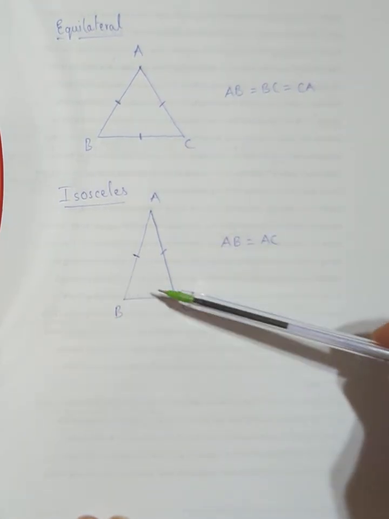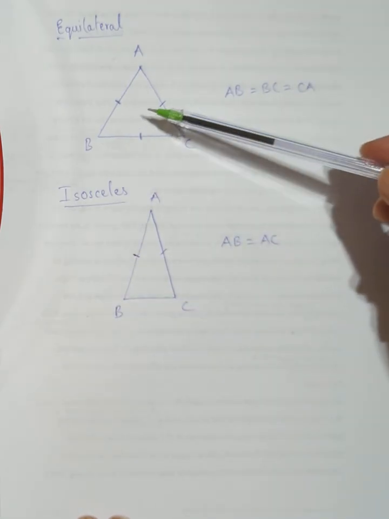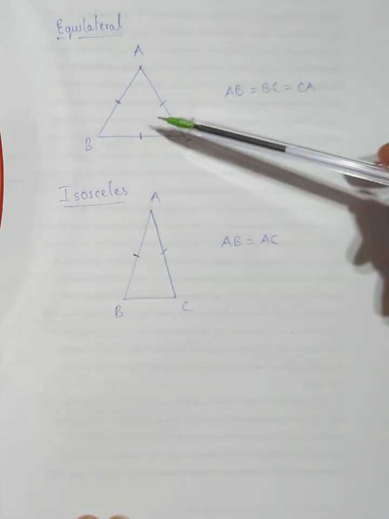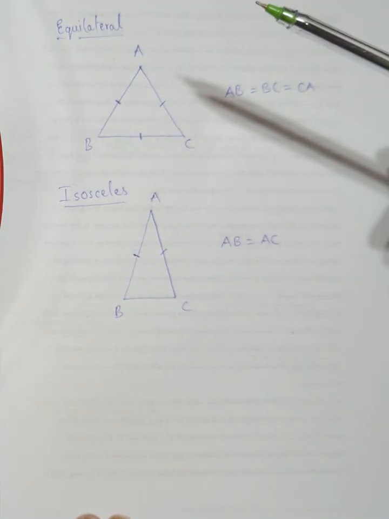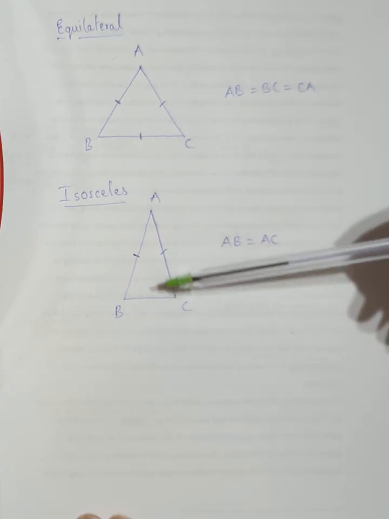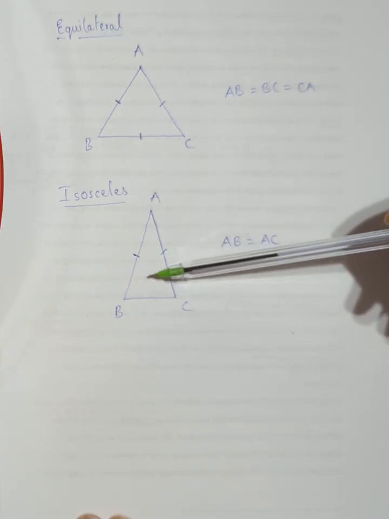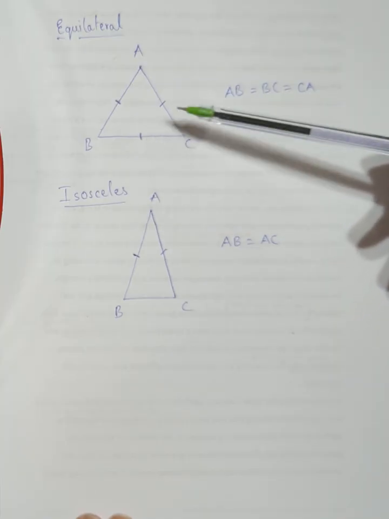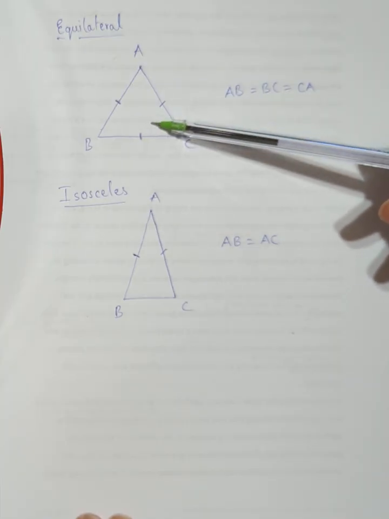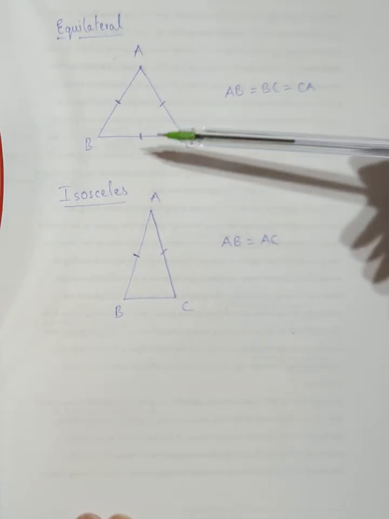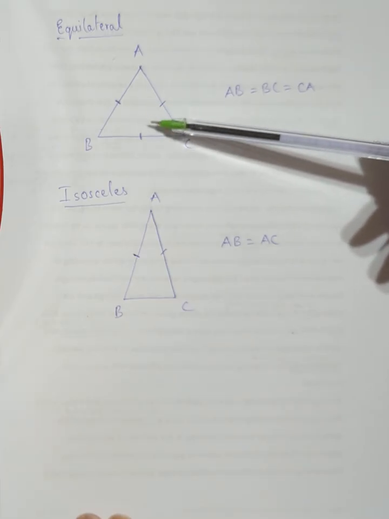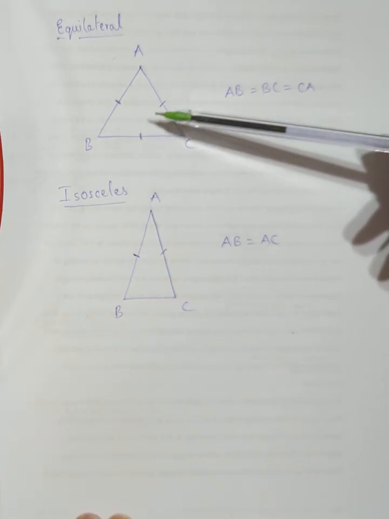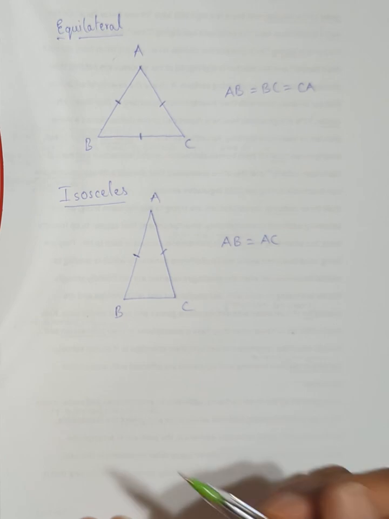So notice that an equilateral triangle can be thought of as an isosceles triangle. So if an isosceles triangle has a property, then an equilateral triangle will also have that property, because all equilateral triangles are isosceles. They are more than isosceles, so they are definitely isosceles.